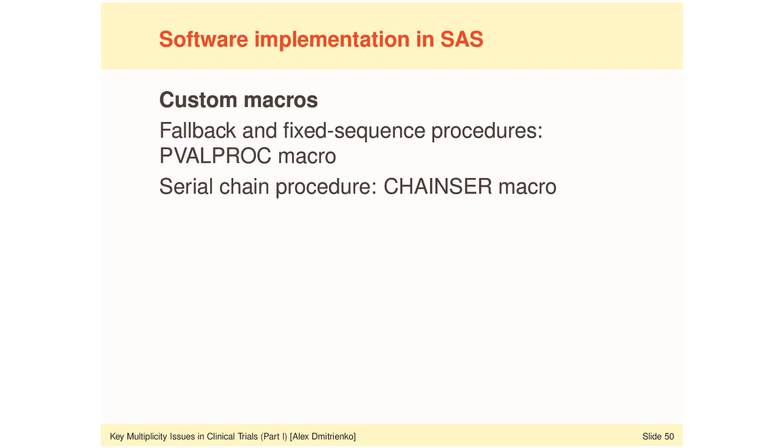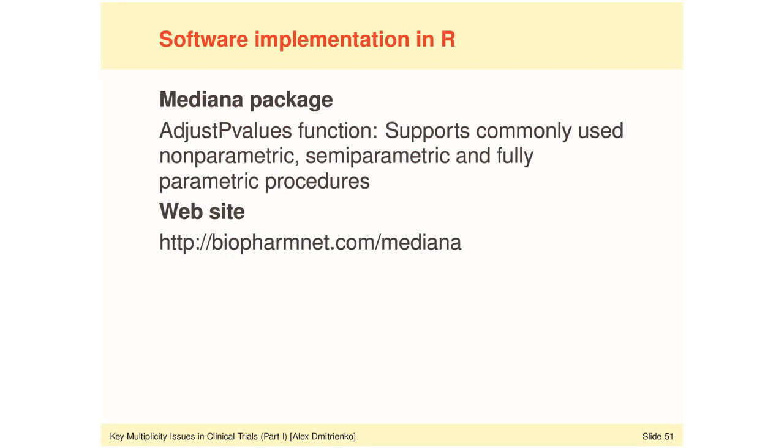And there's also a standalone macro, the %ChainServer macro, which implements general serial chain procedures, for example, chain procedures with a pre-specified testing sequence. The fixed sequence, fallback, and general chain procedures can also be implemented in R using the Mediana package. The AdjustedPValues function supports these stepwise procedures, and I will provide multiple examples later in this module.